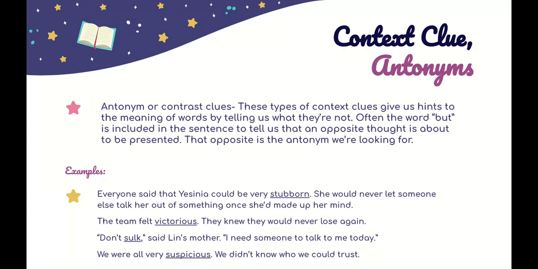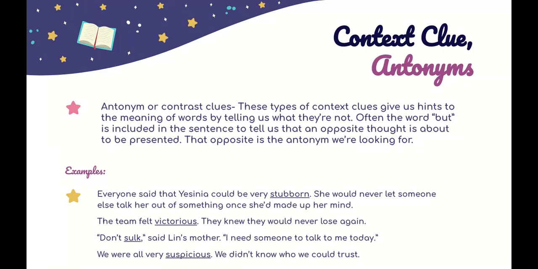Everyone said that Yesenia could be very stubborn. She would never let someone else talk her out of something once she's made up her mind. So let's look. We're trying to figure out what the word stubborn means, and they're providing us an antonym, which is an opposite. So maybe stubborn is someone that doesn't change their mind very easily, or someone that cannot be talked into changing their mind.